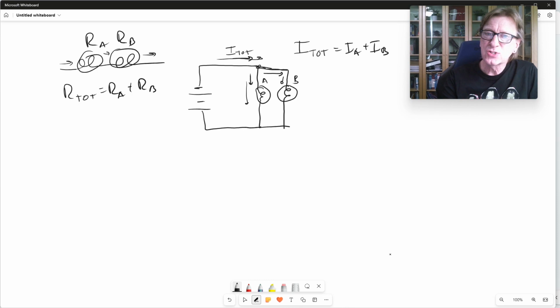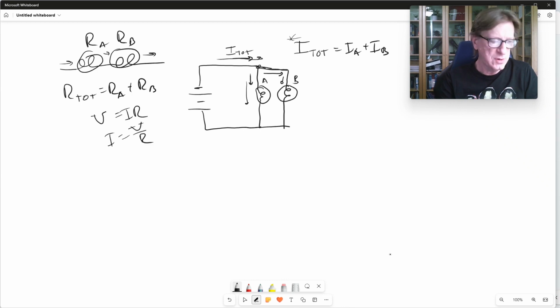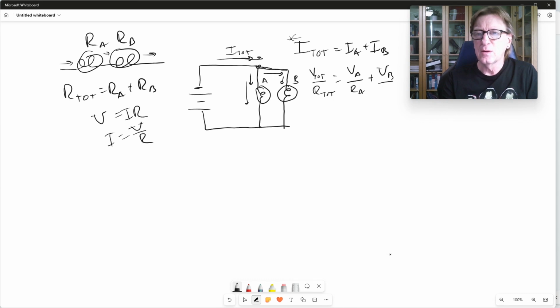So let's start with the current rule here, with this branch rule it's called. And let's substitute in Ohm's law for that. So remember, Ohm's law is V equals IR. So I must be equal to V over R. So this is microtask 1 in your book for this section. All right, so we're going to replace all these. And so I get V tot over R tot must equal VA over RA plus VB over RB.